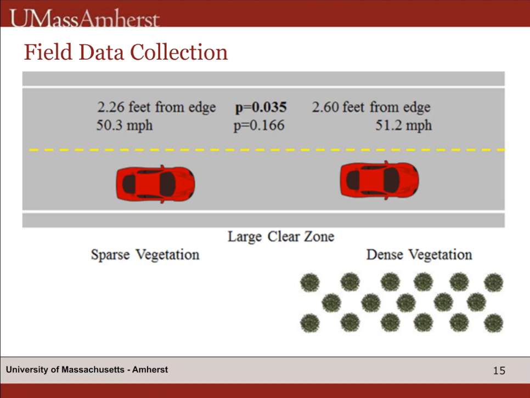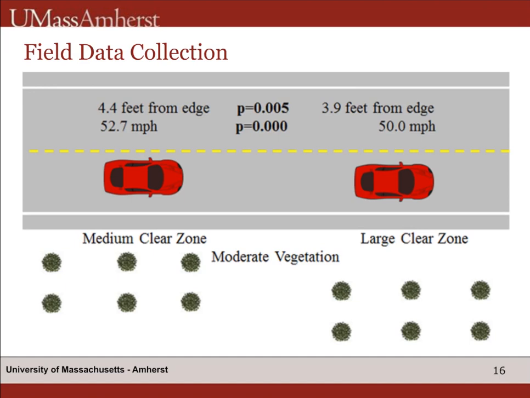Now, with the field data collection, we captured a vehicle upstream and downstream. This was in order to track the vehicle's position and speed as the roadside configuration changed. In this example, the roadway went from having a large clear zone with no vegetation or sparse vegetation to a large clear zone with dense vegetation. When the dense vegetation became present, drivers moved further from the edge of the roadway, but we didn't observe a significant difference in their speeds.